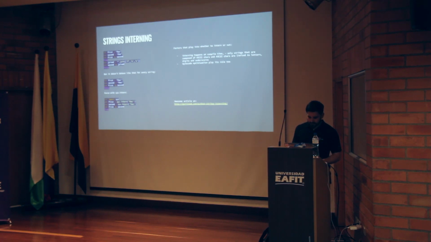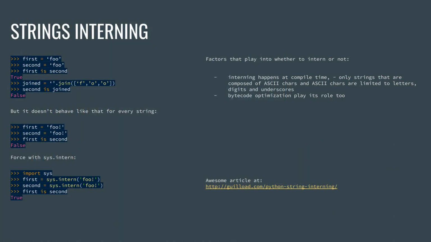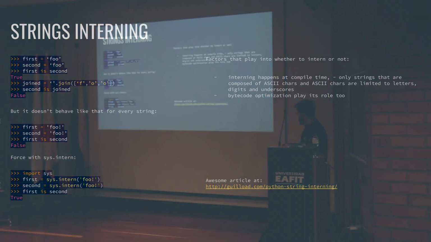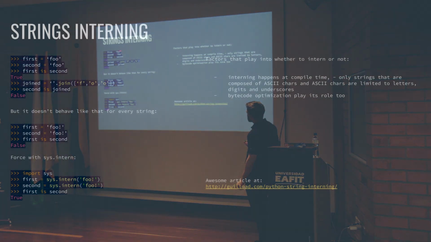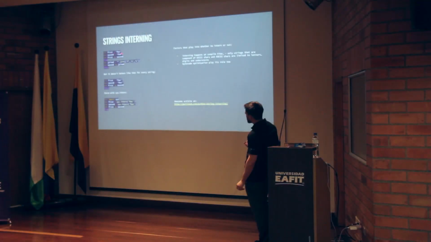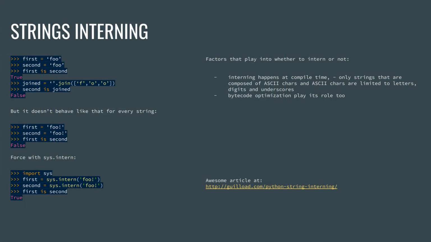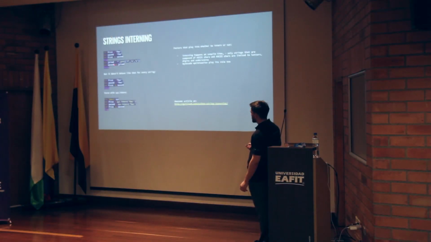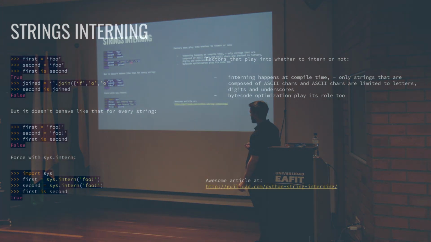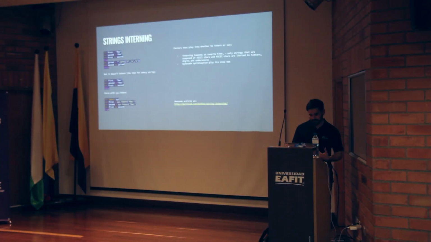So the first rule is that the interning happens at compile time, and that's very important. That's why when you look here, these objects are created at compile time, but the join functions are run at runtime. So these two objects are the same, but these two objects are different, because this one was created at runtime. That's the first important rule.